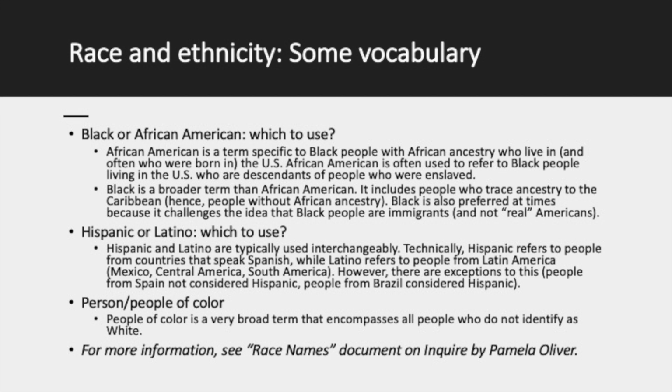There's a lot more to say about the history of terminology used to describe people by race and ethnicity. If you want more information on this, I posted a document called Race Names on Inquire. It's by Pamela Oliver. It provides a great and detailed overview of the different terms that we have seen used throughout history and that we see used today for different racial and ethnic groups, and describes really the historical origins of these terms and which terms are appropriate and which terms are not. So I do recommend using this.